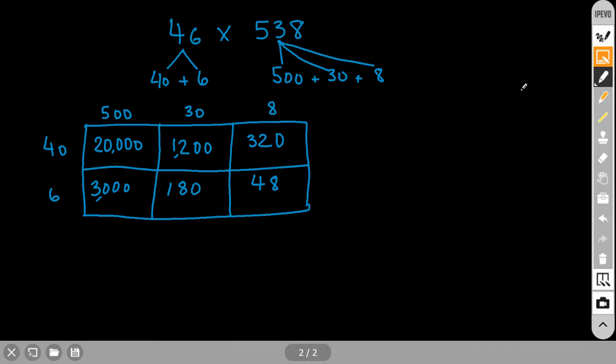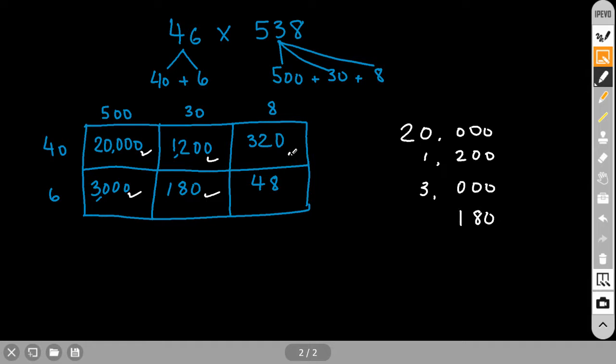I'm going to change this. So we have 20,000. Stack them properly, 1,200. I'm going to do the 3,000. Then I'm going to do 180. You can do a check so you know you put, I did this one. Now I need to do these two, so 320 and 48.